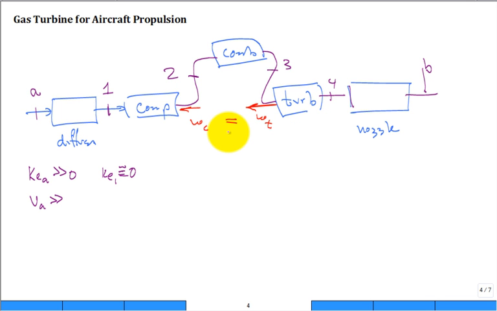It's exactly the same. So if I have 1 kilogram per second going through, then I have so many kilojoules of shaft work out of the turbine. It is exactly the same amount of kilojoules of shaft work going into the compressor. They are exactly the same. That's different. That's new for this analysis.